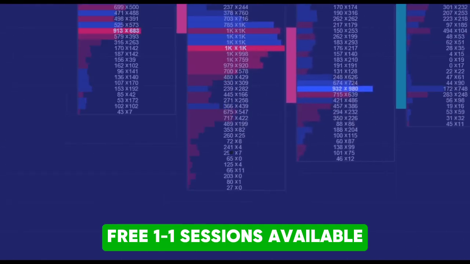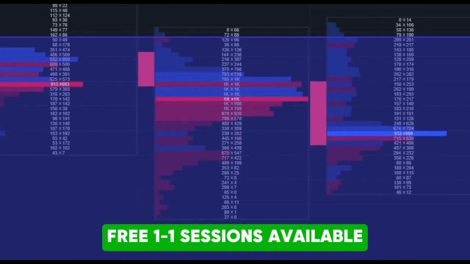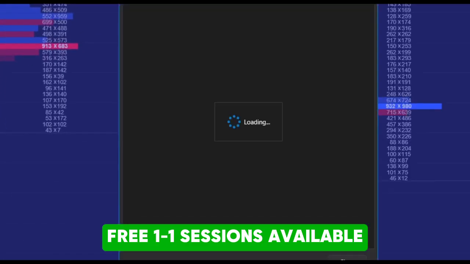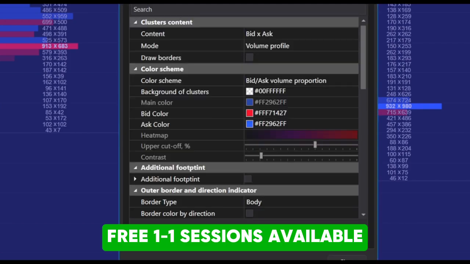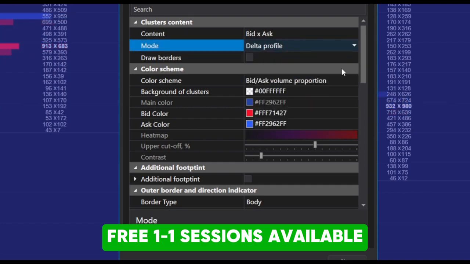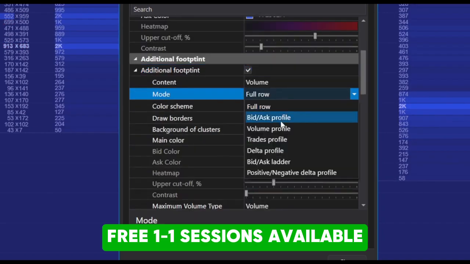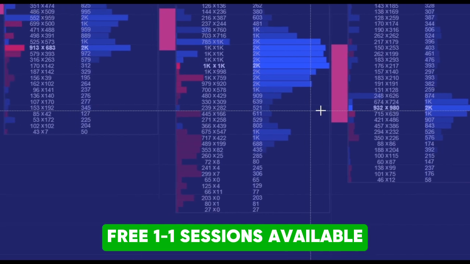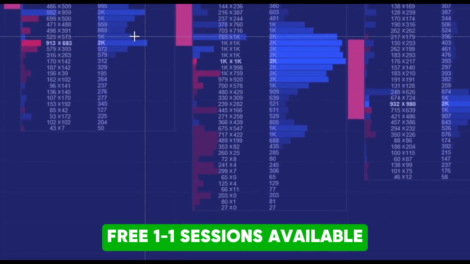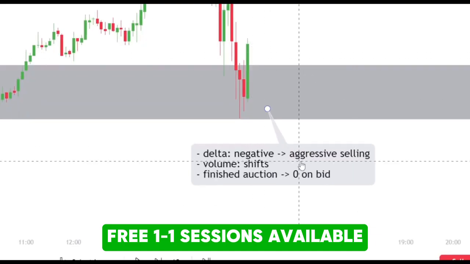If we dive into the candles over here before the move up, what we're looking to understand is the delta and the volume. Let's quickly go over the settings as to how I mark this up. We have the bid and the ask. That's what the data represents. In terms of the mode, we want to have our delta profile. If I go into additional footprint, we can also understand the volume profile. When we have the bid and the ask and the volume profile, we can see some very interesting things that we can't see from a regular candlestick chart.